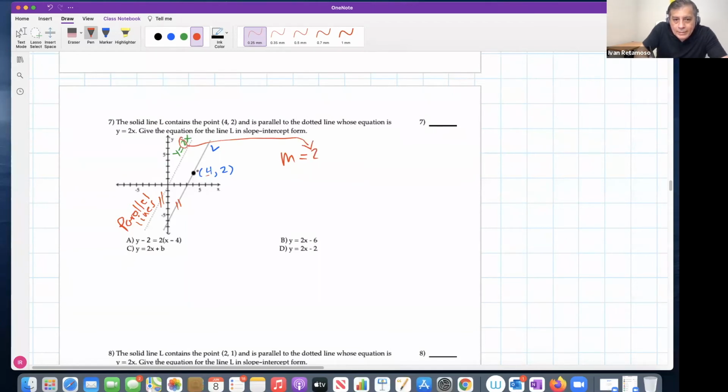And the point should be (4, 2), right? With those two, you shouldn't have a problem figuring out the equation of this line, right? So it's y minus y1 equals slope times x minus x1. Label this as (x1, y1). Substitute everything here. y minus 2 equals slope 2 times x minus 4, which is x1, right?